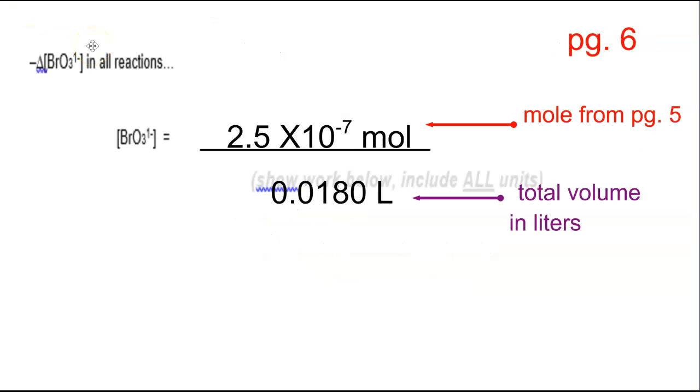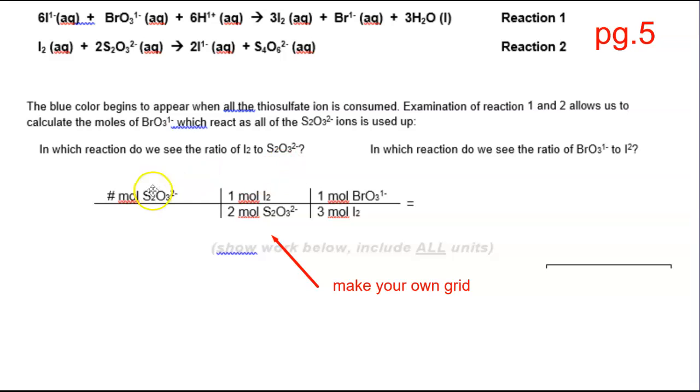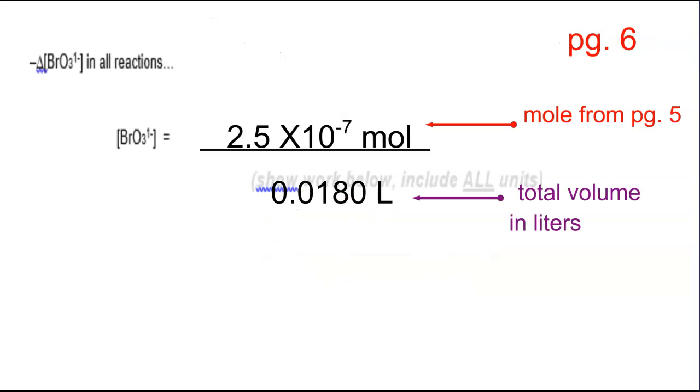Okay, you should have gotten 2.5 times 10 to the negative 7th moles. So please flip your paper now to page 6, and let's calculate that value. What did we just calculate? Remember, if you go back just a little bit, moles of I2 is going to cancel moles of I2, and we just calculated moles of bromate. And if you recall, we want to know the change in the concentration of bromate ion. That's what we're focused on.